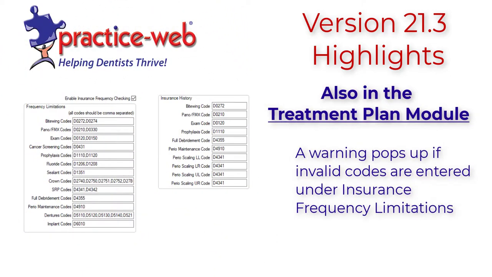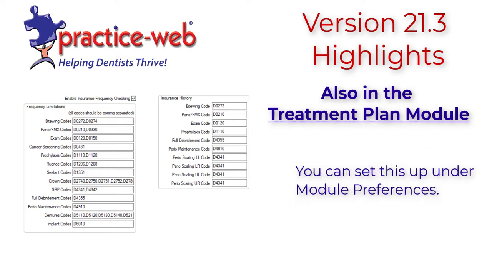In the Treatment Plan module, a warning will pop up if invalid codes are entered in insurance frequency. You can set this up under Module Preferences.